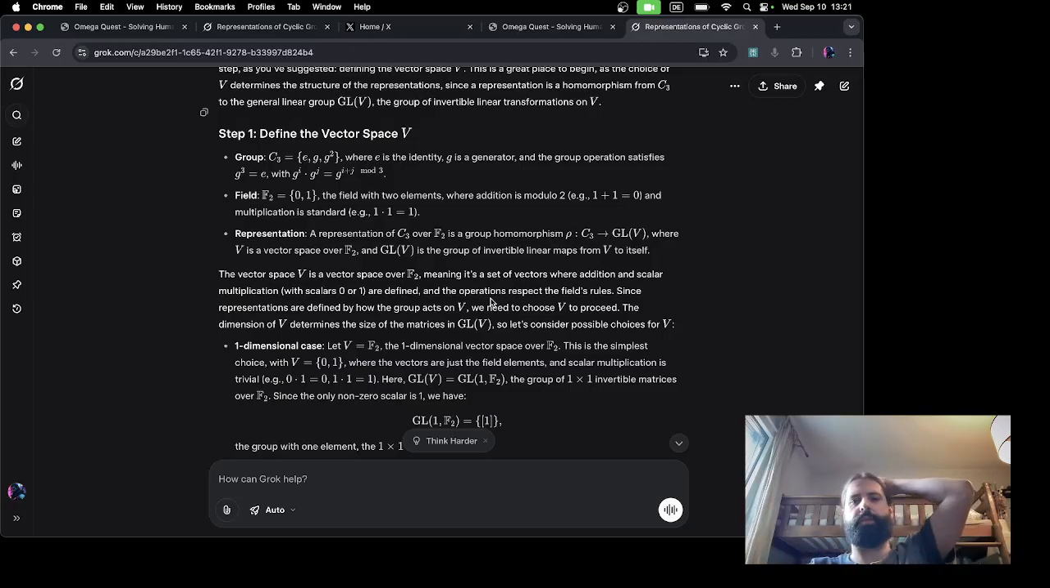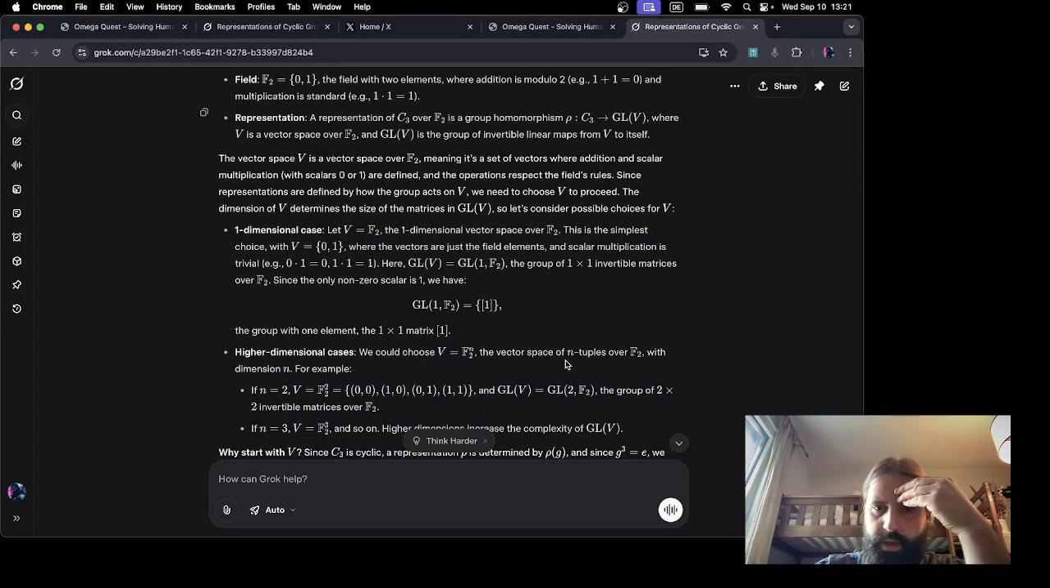It's the group of invertible linear maps from V to itself. So then GL is basically the group of 1 by 1 invertible matrices over F2. Since the only non-zero scalar is 1, GL is just this one.